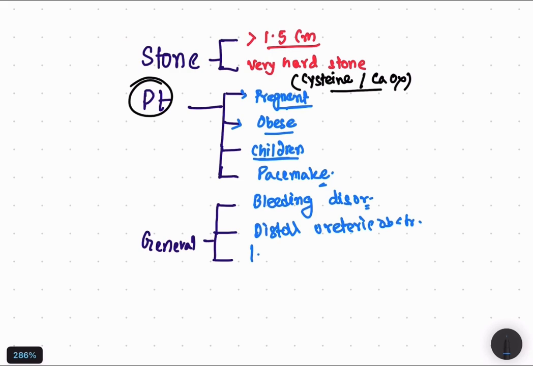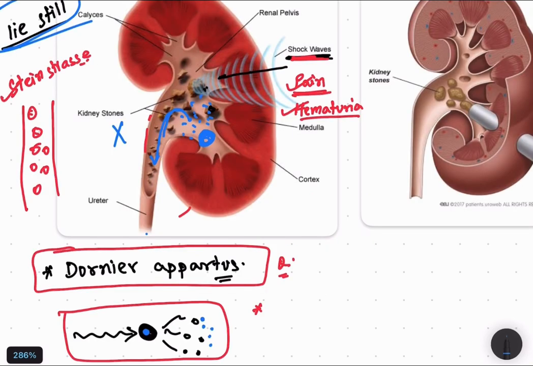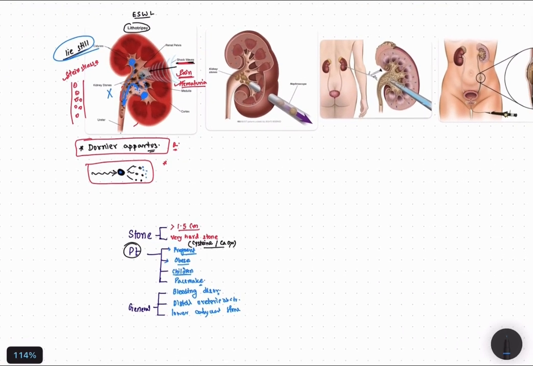Another contraindication is a lower calyx stone. That means ESWL is not possible for stones present in the lower calyx. If it is in the upper calyx, it can easily pass, but if it is in the lower calyx, it is very hard for the stone to cross against gravity. That is why this is also a contraindication. Okay, understanding this is ESWL.